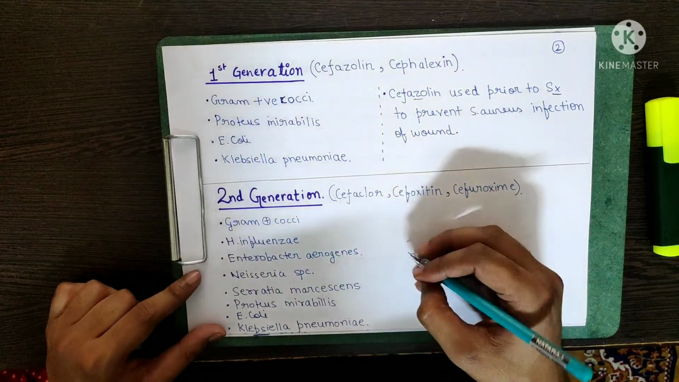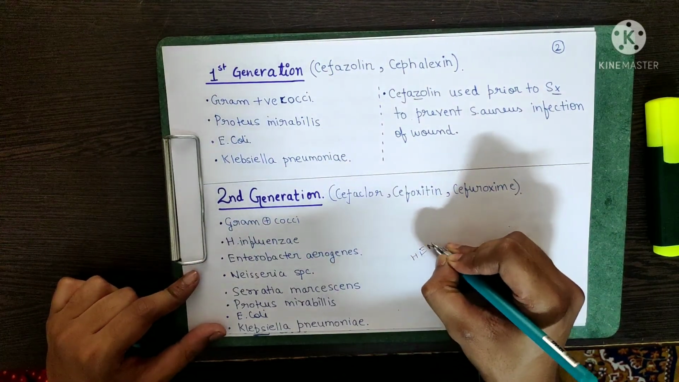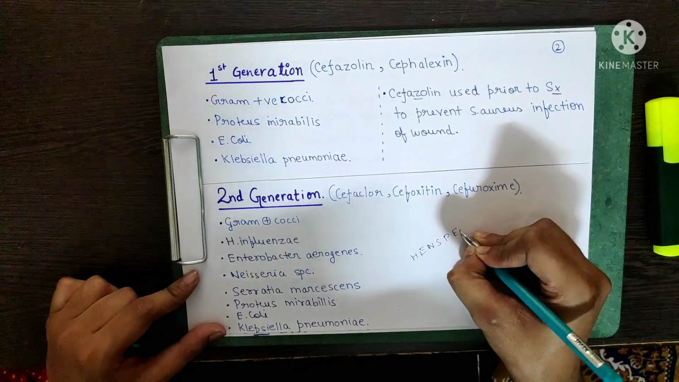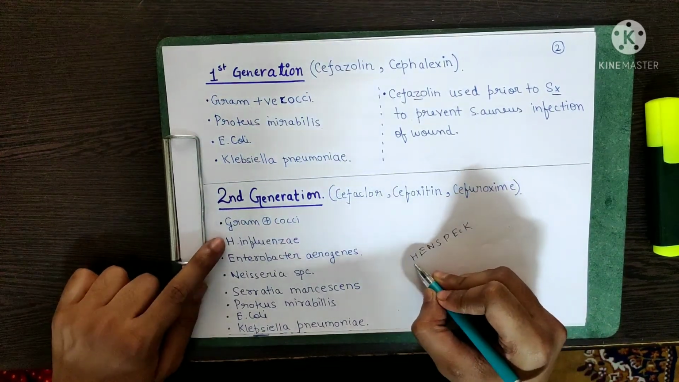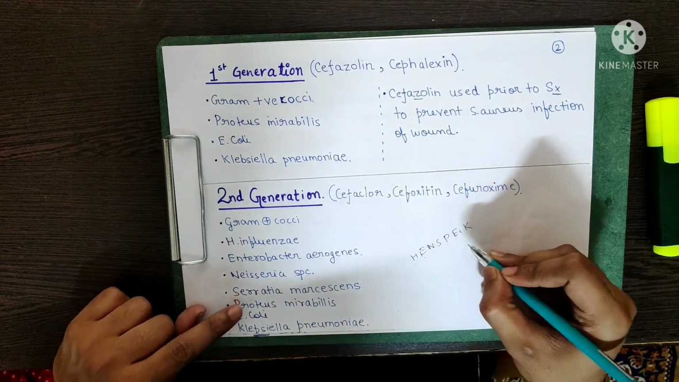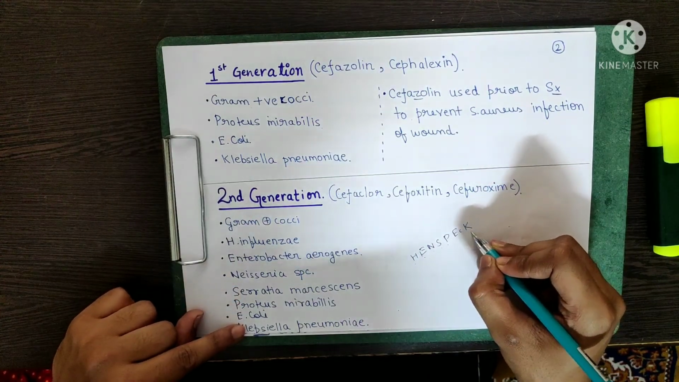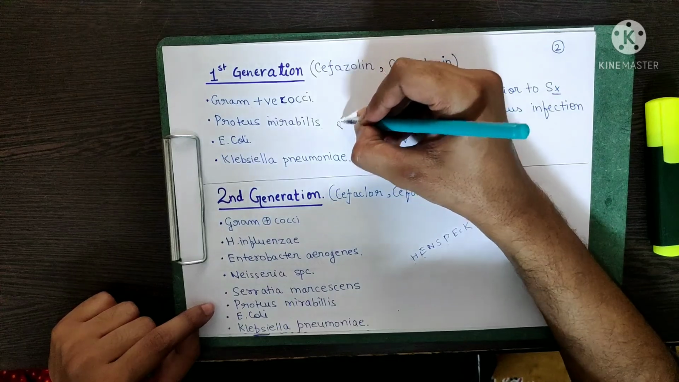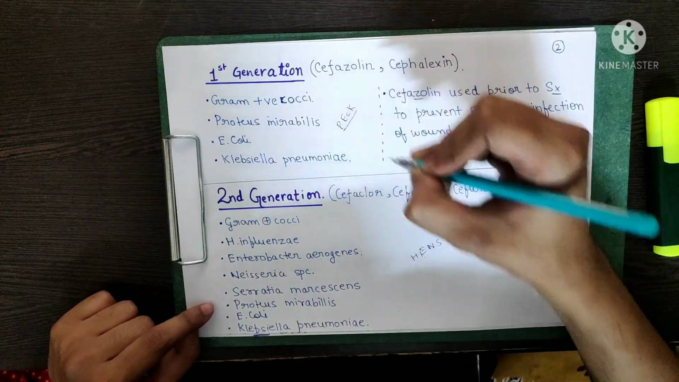You can remember this by the mnemonic HENSPEK. H for Haemophilus influenzae, E for Enterobacter aerogenes, N for Neisseria, S for Serratia, P for Proteus mirabilis, E for E. coli and K for Klebsiella pneumoniae, and this can be remembered by PECK only.